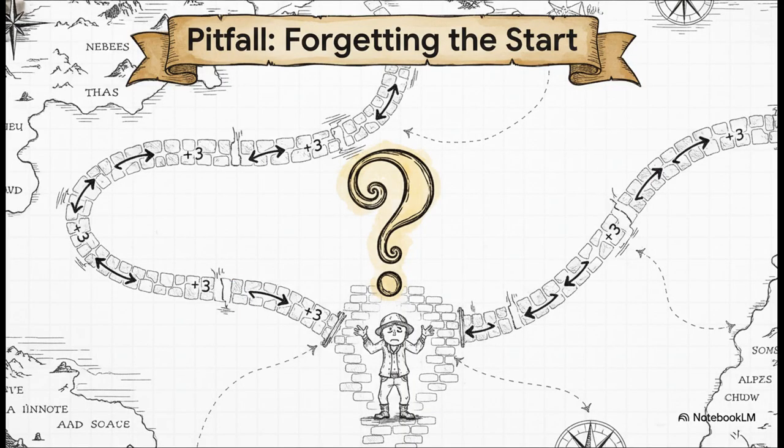And here's the other big pitfall: forgetting to state the start when you write a recursive formula. Think about it. The rule an equals an minus 1 plus 3 just tells you to keep adding 3. But if I don't tell you where to start from, you're totally lost. The directions are completely useless without a starting point. So you have to always state your a1.